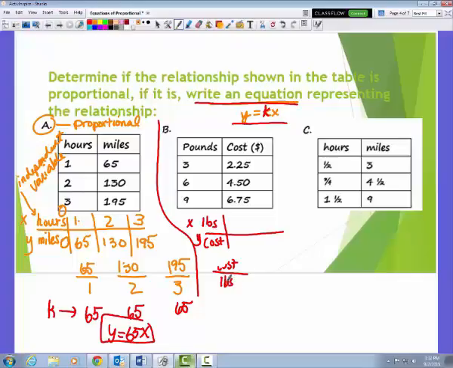But I can draw my chart here. Pounds is 3, 6, or 9. And then 2.25, 4.5, and 6.75. And that's just the same exact chart as this. I just rewrote it sideways because that's what we did last time. So when I look at the ratios here, I'm going to say 2.25 over 3, 4.5 over 6, and 6.75 over 9.